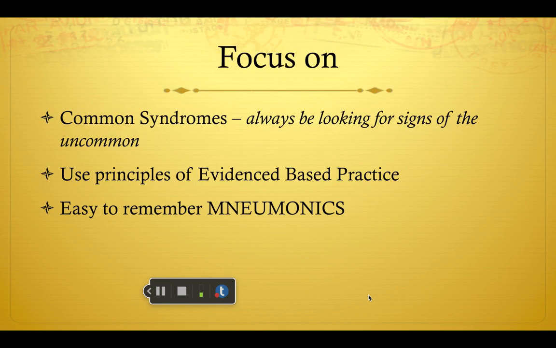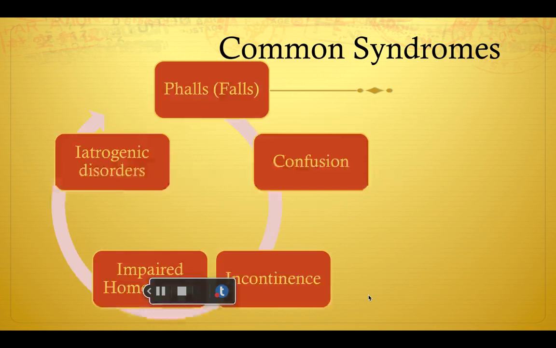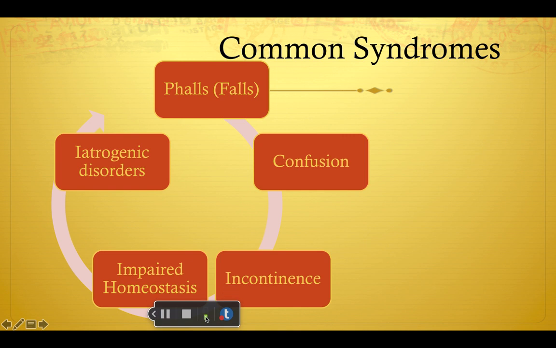So when we do a geriatric assessment, we want to make sure that we focus on common syndromes and always be looking for signs of anything that's uncommon. Use principles of evidence-based practice, and anytime we can use things like mnemonics to help us remember, that is always beneficial. So the common syndromes that we see most often that impact older adults are listed on this slide. They are falls, confusion, incontinence, impaired homeostasis or fluid balance, and iatrogenic disorders.